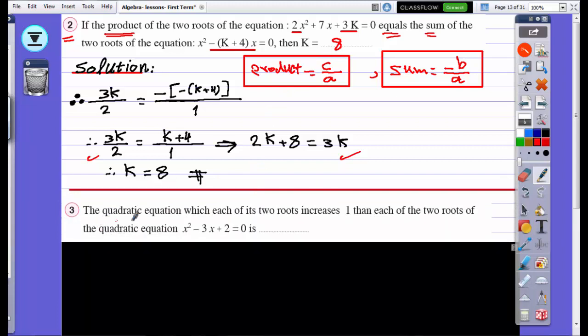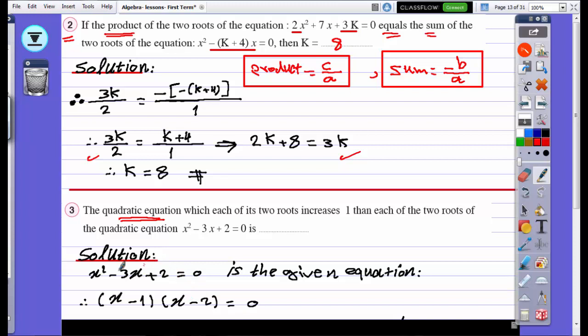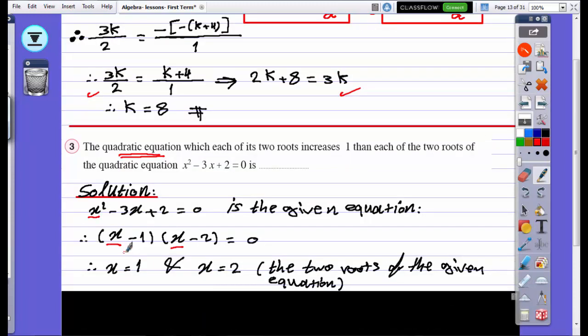Question number 3. The quadratic equation in which each of its two roots increases by 1, then each of the two roots of the quadratic equation x squared minus 3x plus 2 equals 0 is. First we have the given equation, x squared minus 3x plus 2 equals 0. What are the roots of this given equation? By factorization, x squared is x multiply x, and 2 is negative 1 multiply negative 2. So x minus 1 equals 0, it means x equals 1, or x minus 2 equals 0, it means x equals 2.